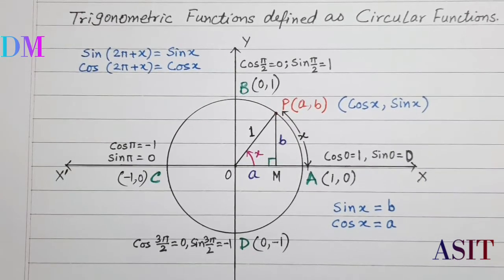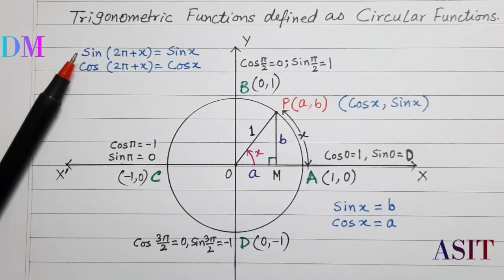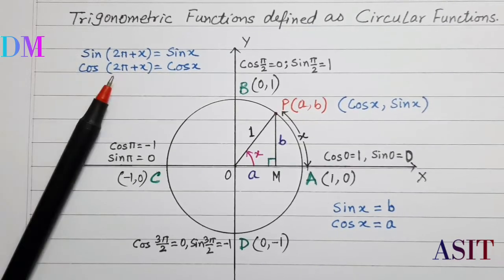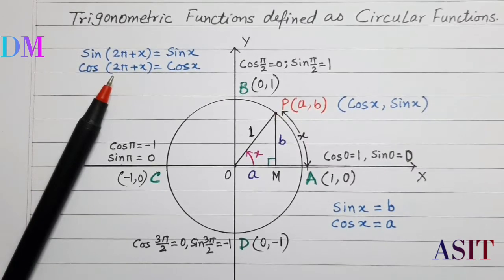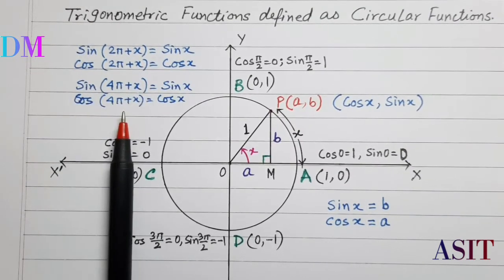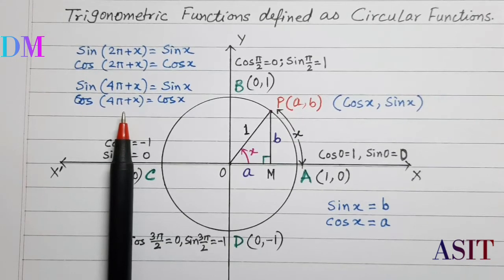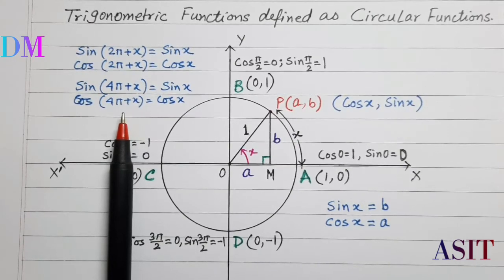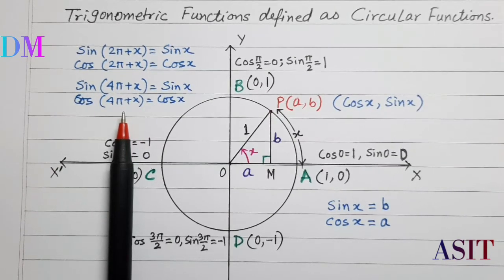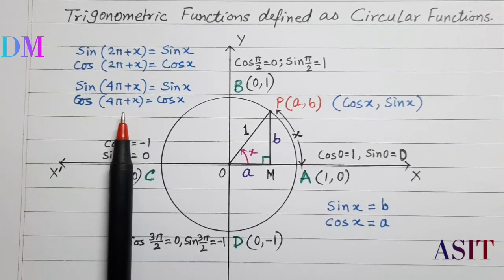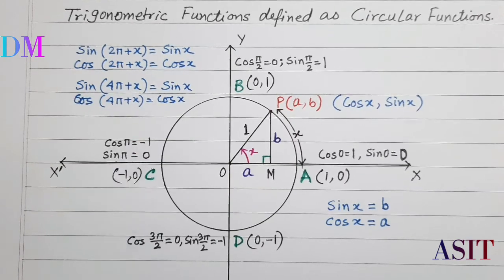Hence, we can write sine of 2π plus x equals sine x, and cos of 2π plus x equals cos x. Now we can check: if we make another rotation of 2π, then again we get the same function, that is, sine of 4π plus x equals sine x, and cos of 4π plus x equals cos x.